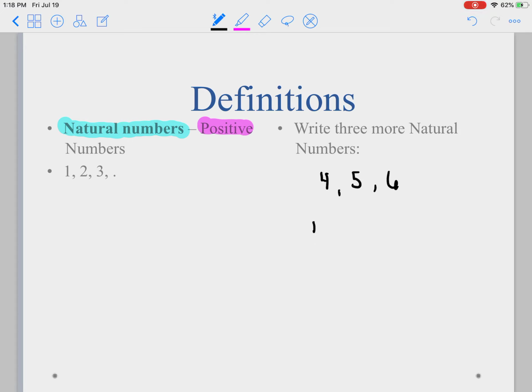I could have just as easily written 1010, 1011, 1012, and of course, they don't have to necessarily be in order. So a third example could be if I were to just choose 2,224, 3,176, and 4,001. Each of those is considered a natural number. Again, it does go on forever.